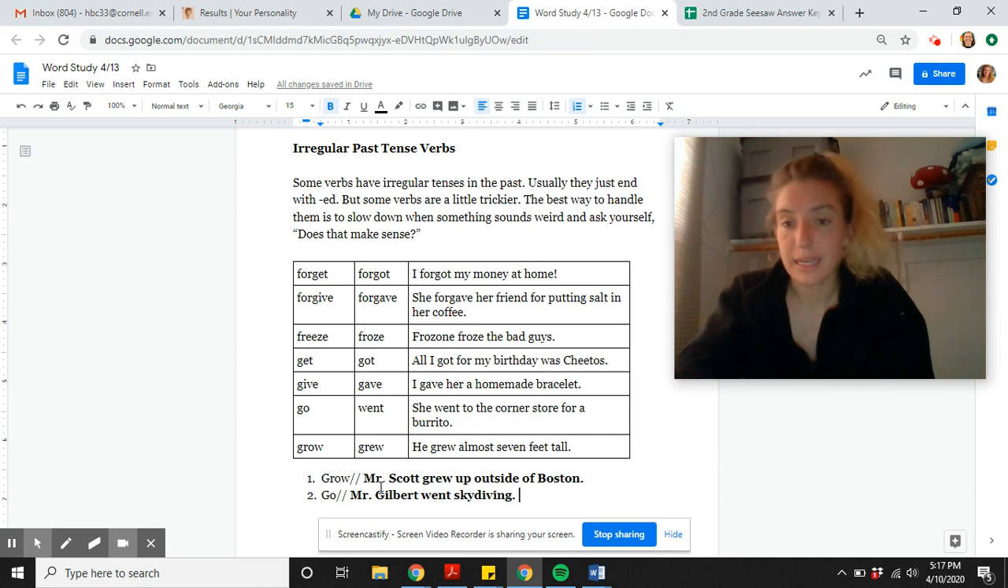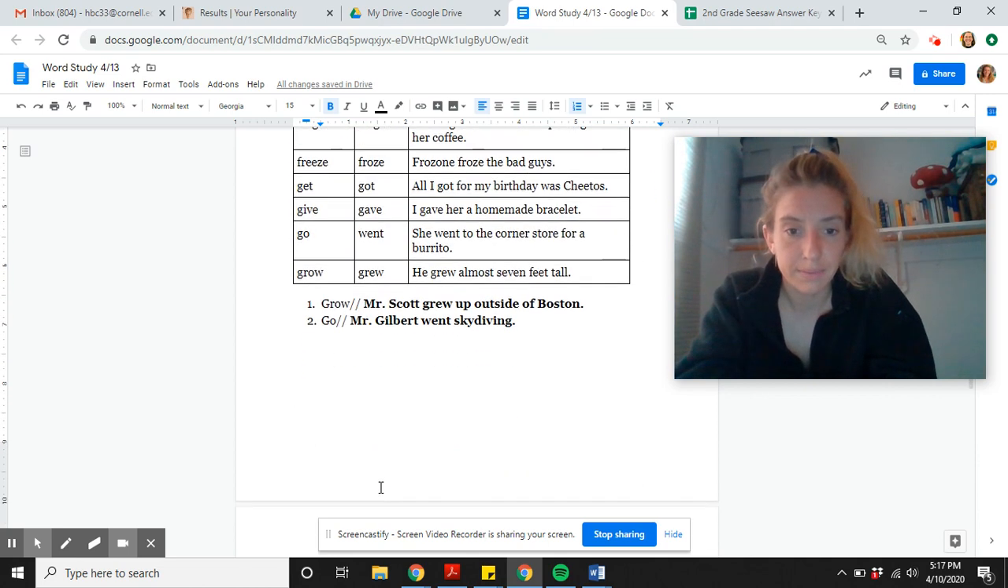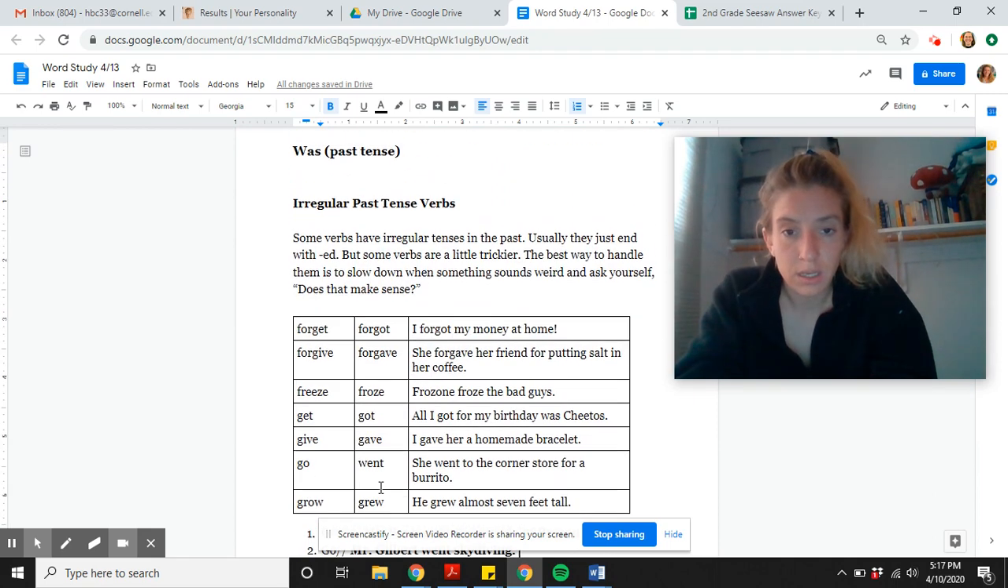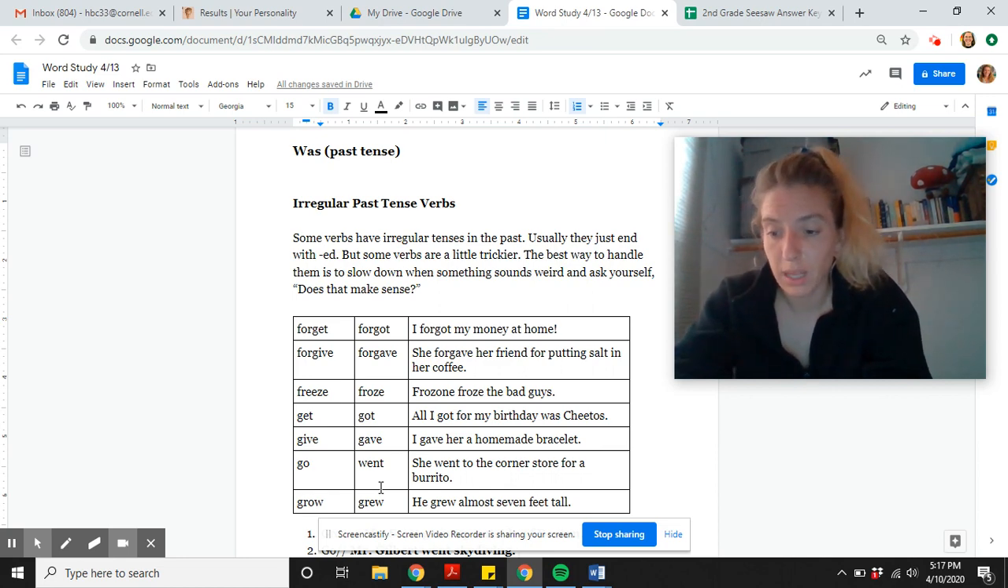All right, I'm going to give you a second to get your paper. Write your name at the top and the date, which should be 4/13. Name and date at the top, and then a line close to the top, and then a line further down.